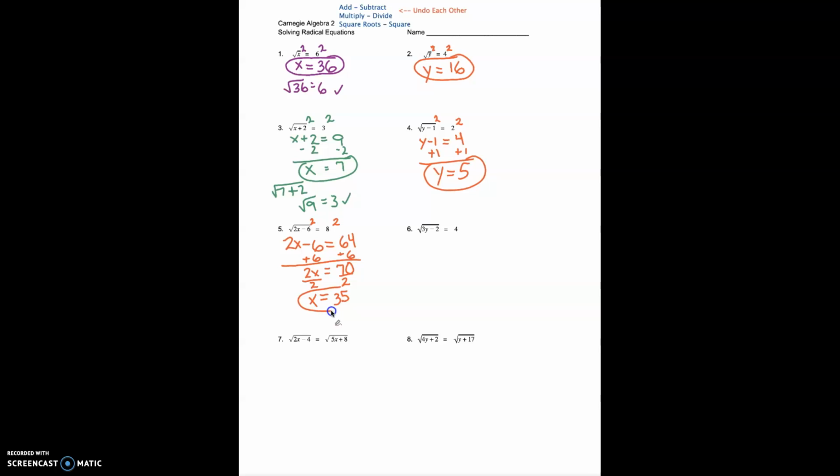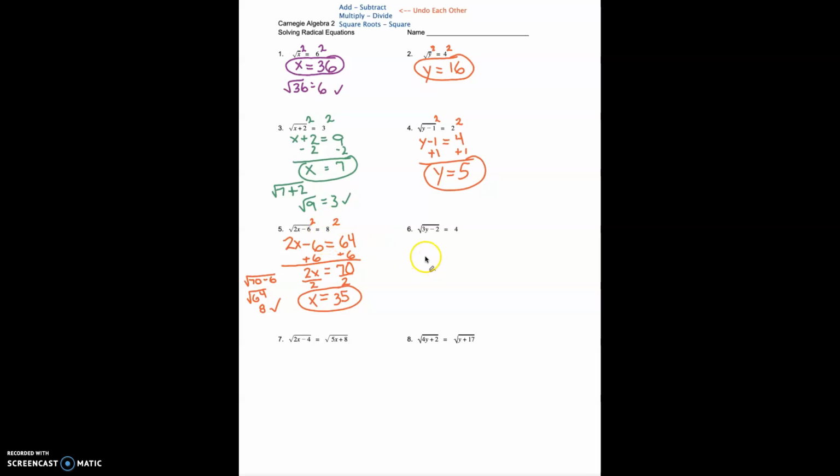So if I were to plug that back in, I'd get the square root of, for my check, 2 times 35, which is 70, minus 6, which would be the square root of 64, which is 8. So that does check out to be what our solution was originally.